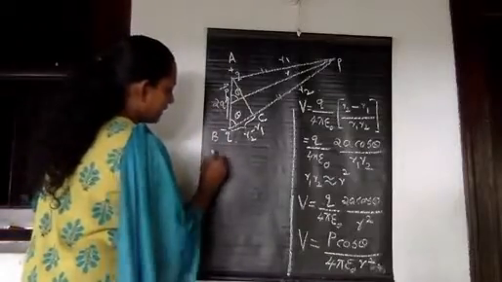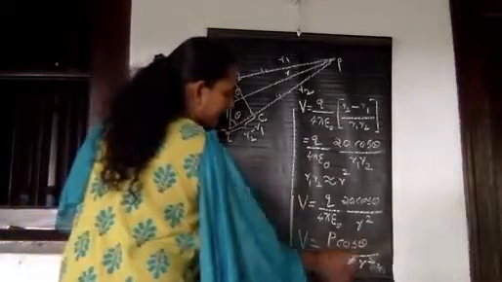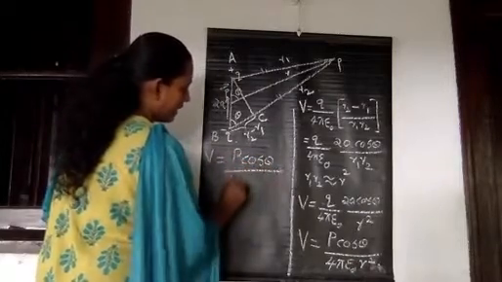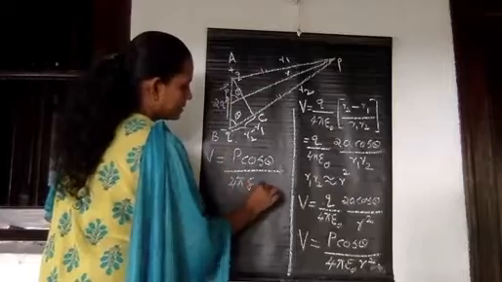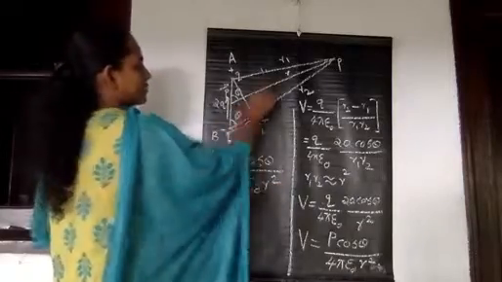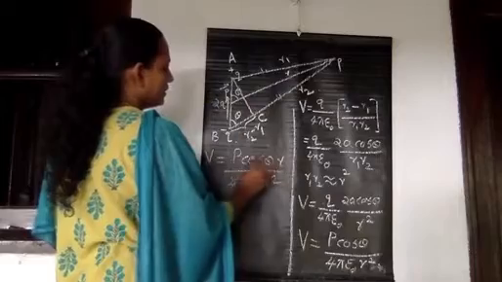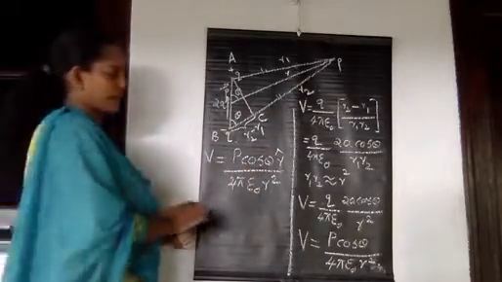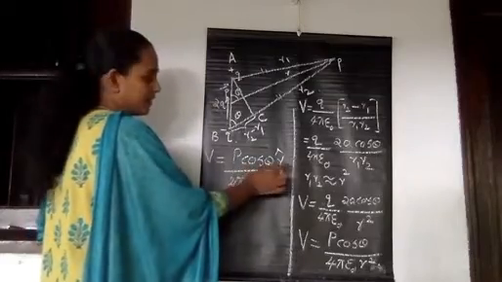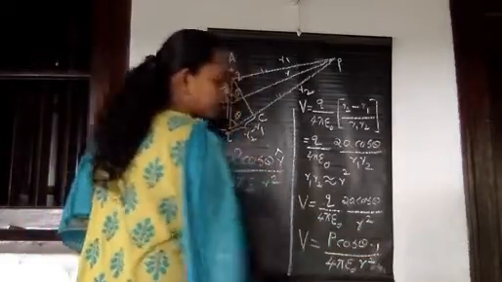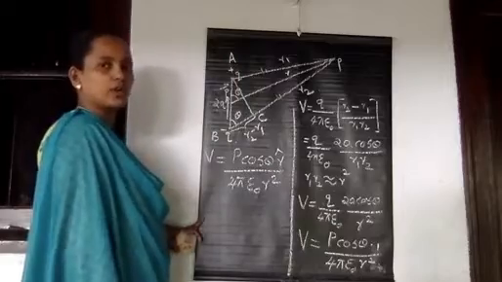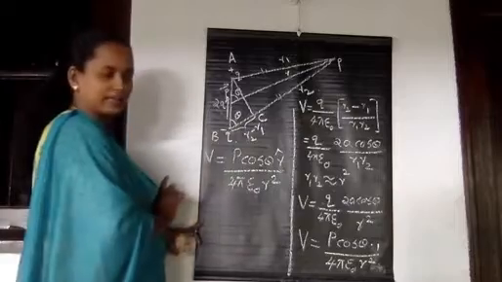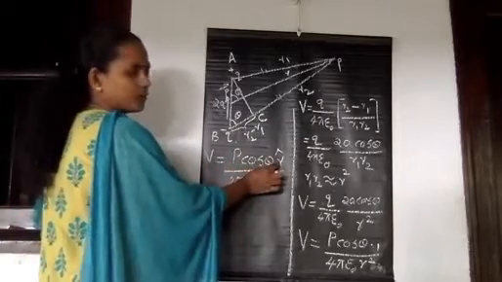So V is equal to P cos theta divided by 4 pi epsilon 0 R square, where R is actually the position vector. Here you can consider P cos theta into a unit vector, a unit vector in magnitude unit. P cos theta means P cos theta into 1, where 1 is the magnitude of a unit vector acting along that direction. So if you write it like this, P cos theta unit vector R.